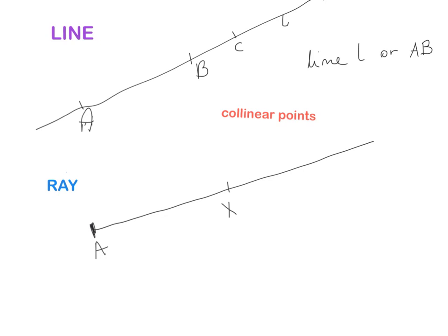And how would we write it in maths? What symbol represents the ray? Okay, so if we want to say that AX is a ray, we need to use this symbol, so AX, and that means that's a ray or half line, okay?